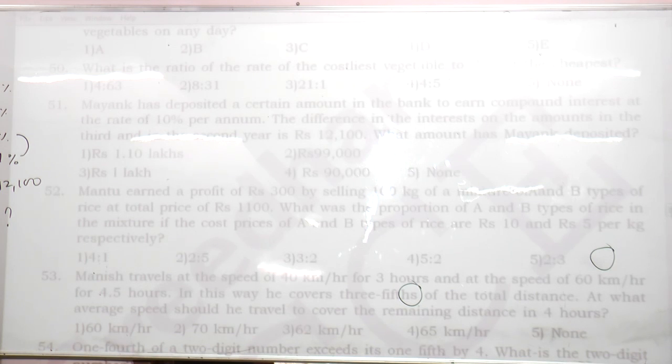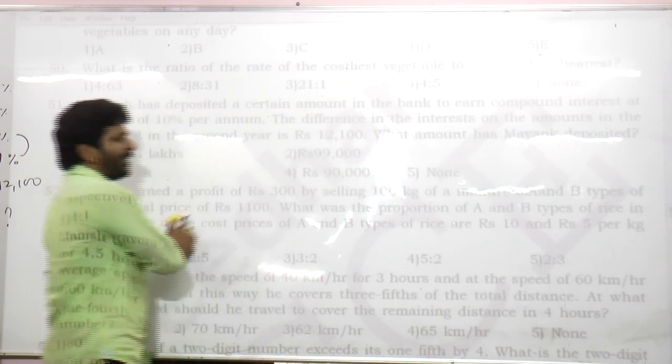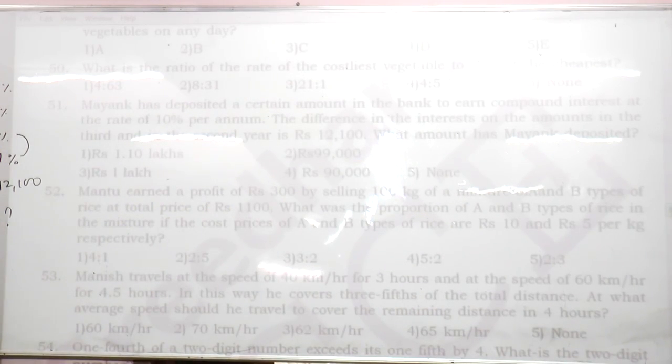Next, 52. Manu earned a profit of 300 rupees by selling 100 kgs of mixture of A and B types of rice at total price of 1100. What was the proportion of A and B types of rice in the mixture if the cost prices of A and B types of rice is 10 rupees and 5 rupees per kg respectively? Right.